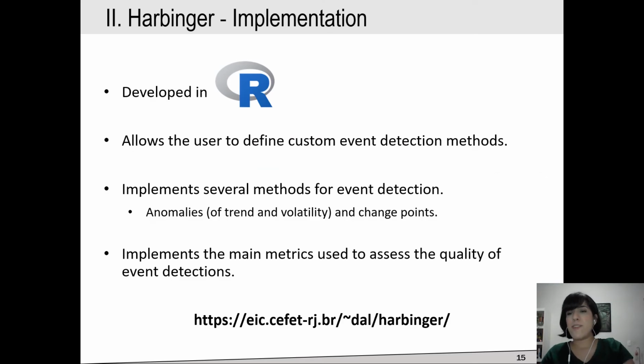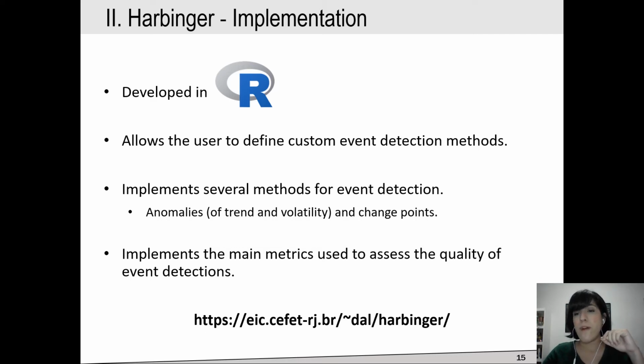Harbinger was developed in R, and it provides a library of functions that implements the functionality modules described previously. And the framework allows the user to define custom event detection methods, so it is not limited to a certain fixed number of pre-implemented methods. And also it allows parameter optimization based on grid search approach.